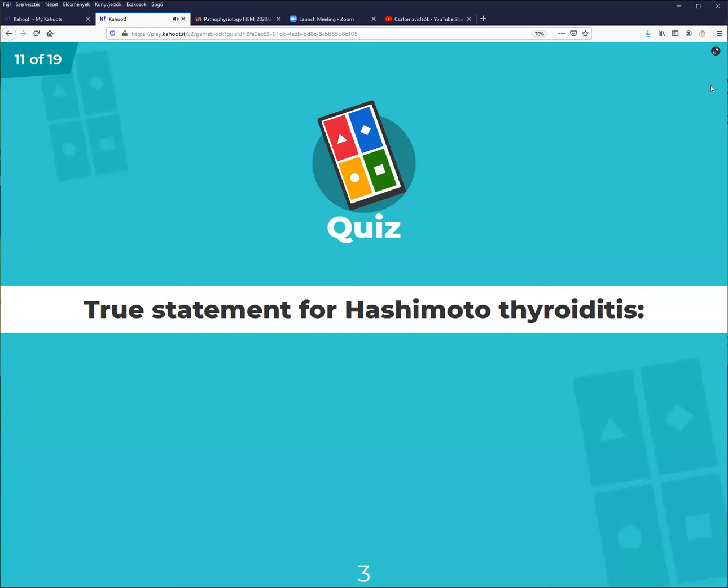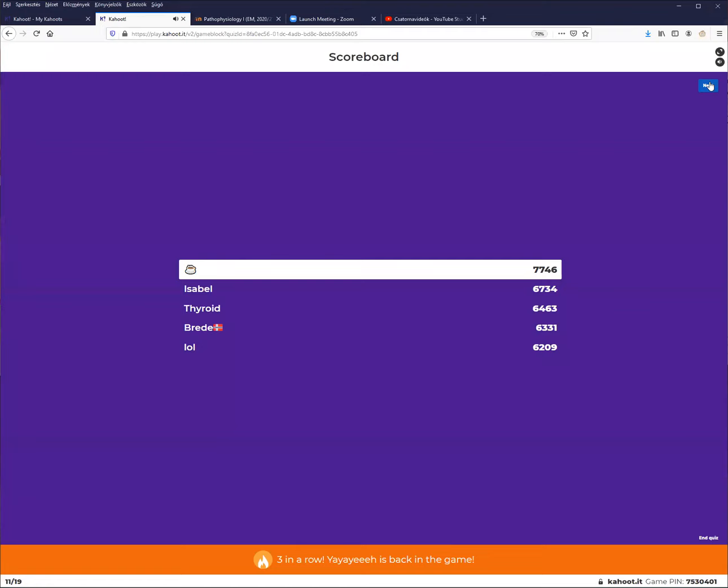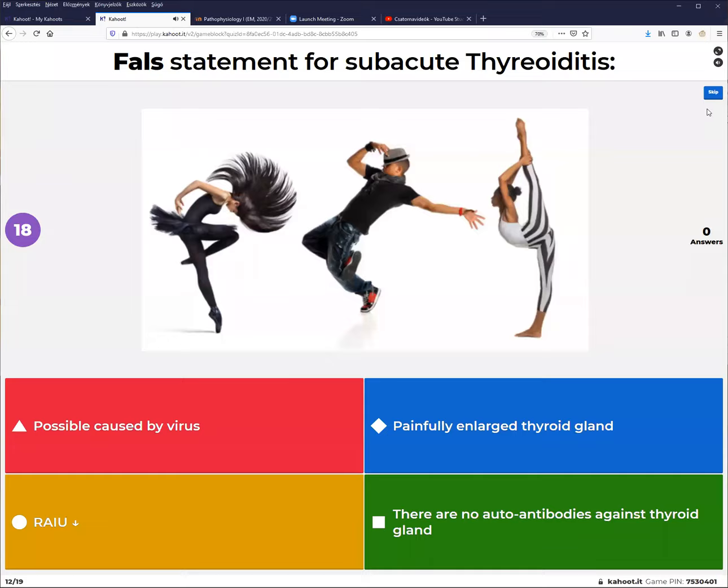Okay. This is a true statement about Hashimoto thyroiditis. Thank you. Good. Okay, false statement about subacute thyroiditis.